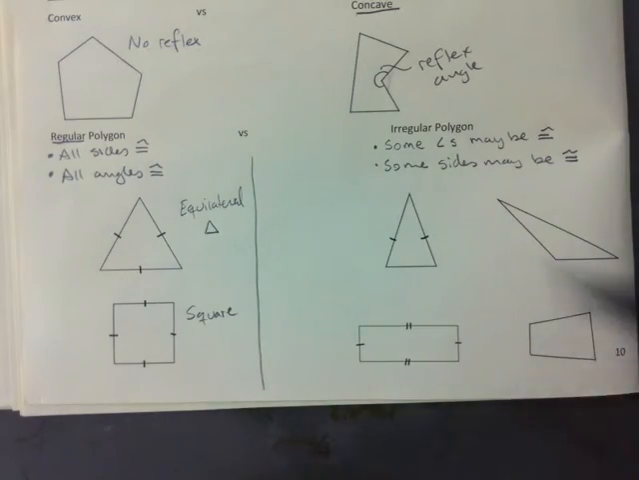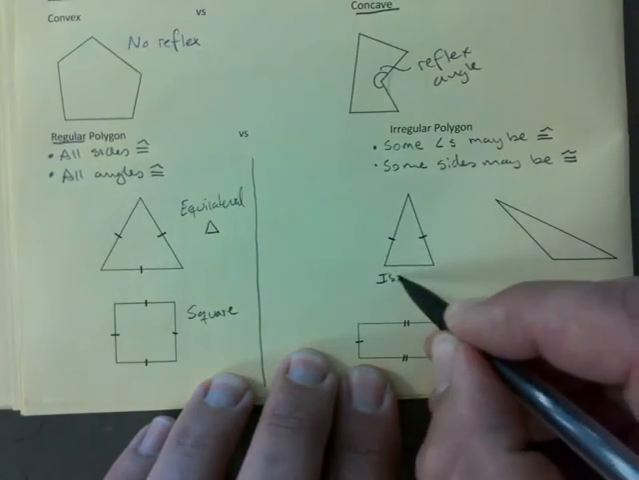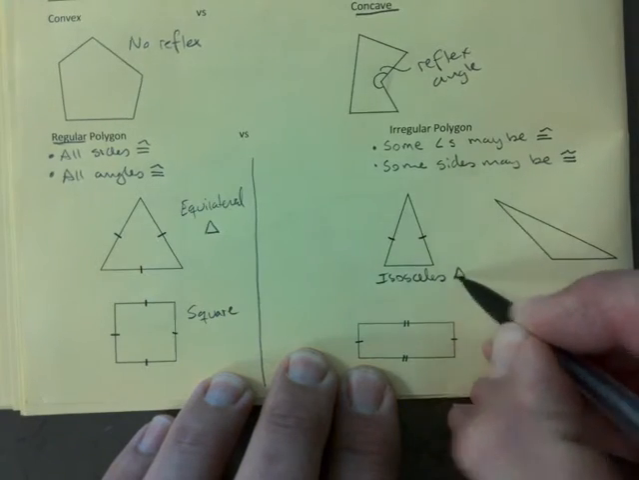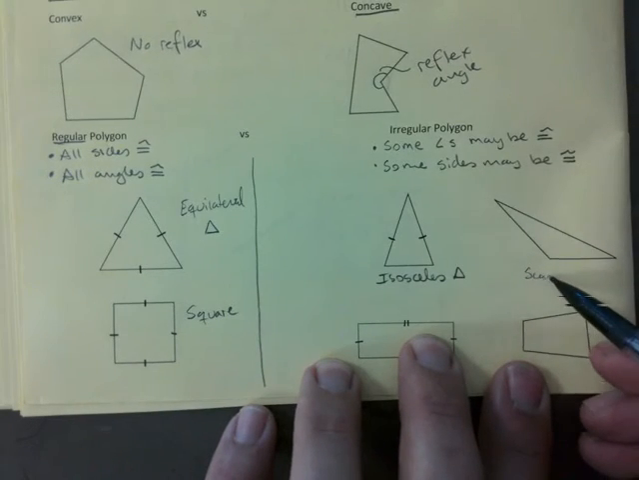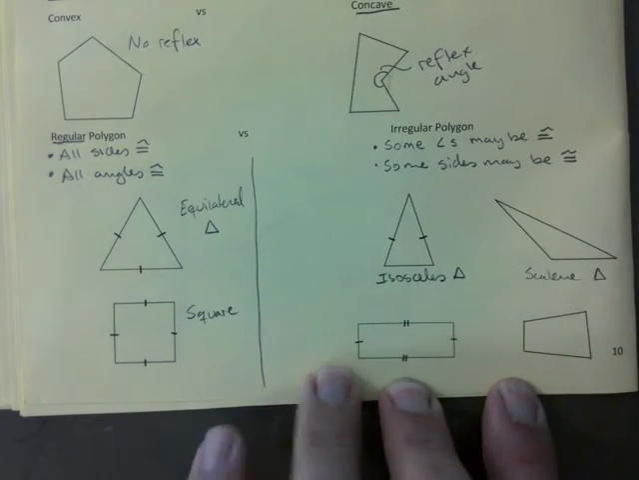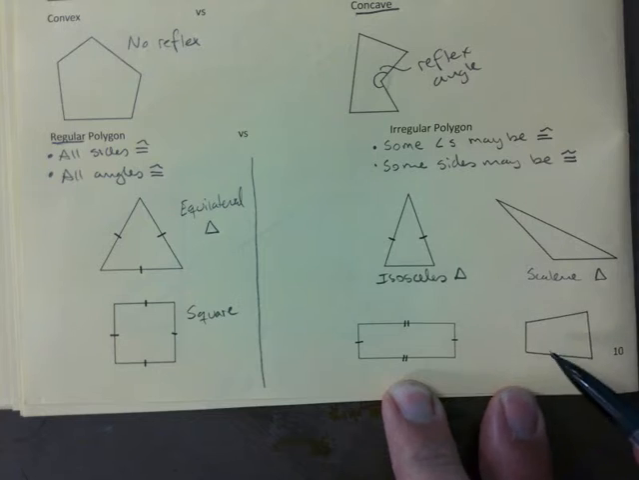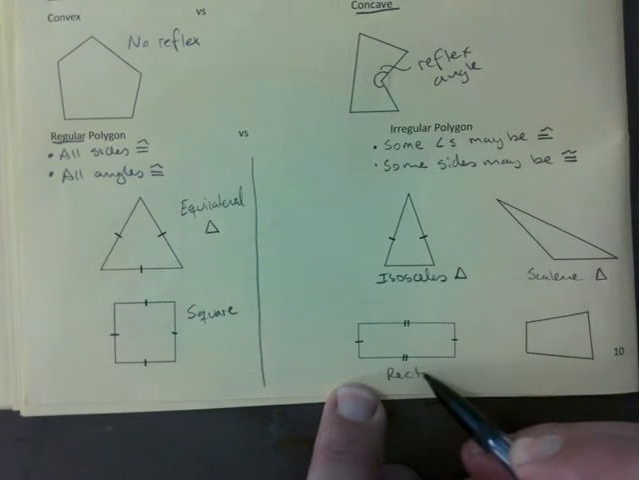However, an isosceles triangle, this one, has two sides the same, but it's irregular because we need all three to be the same. What kind of triangle is this? This is a scalene triangle. This is just whatever, and this is a rectangle.